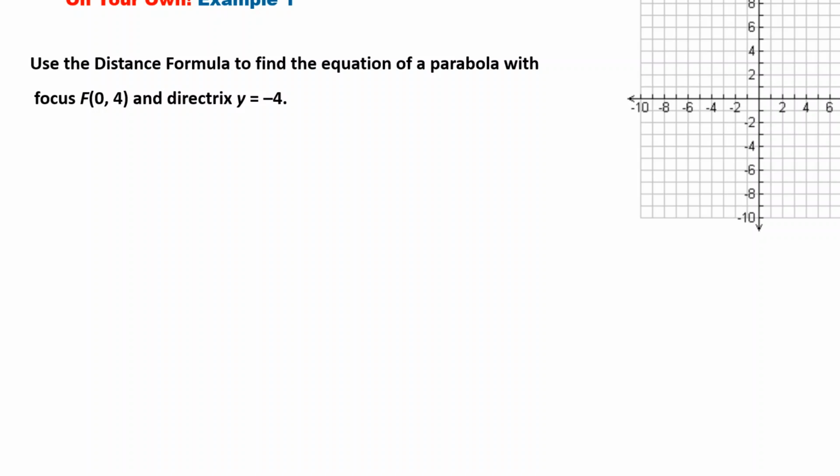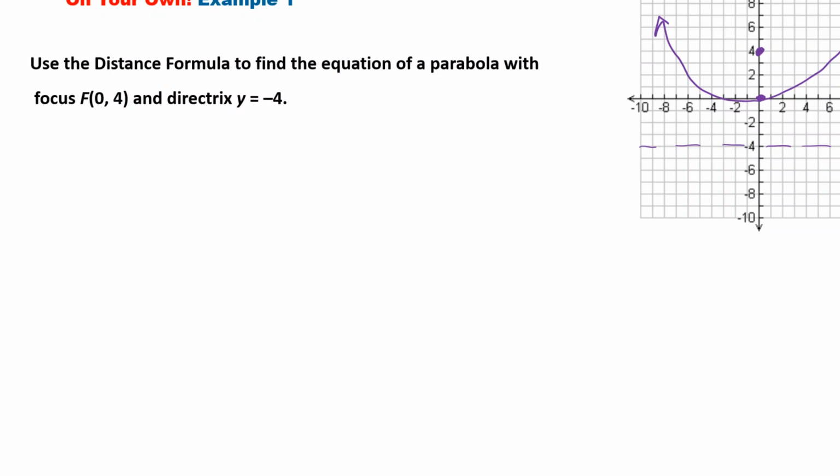Okay, let's do this one together. It says use the distance formula to find the equation of the parabola. It tells us that our focus is at (0, 4), so over 0, up 4. So here's my focus. And my directrix again is at y equals negative 4. That tells me the vertex is halfway between 4 and negative 4, at 0. And my parabola always opens up with the focus inside.